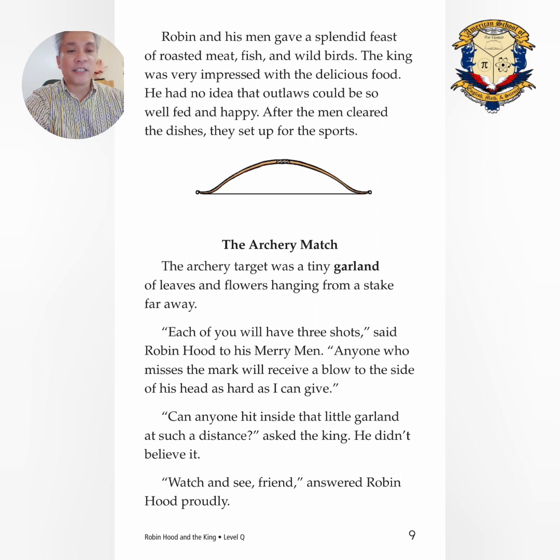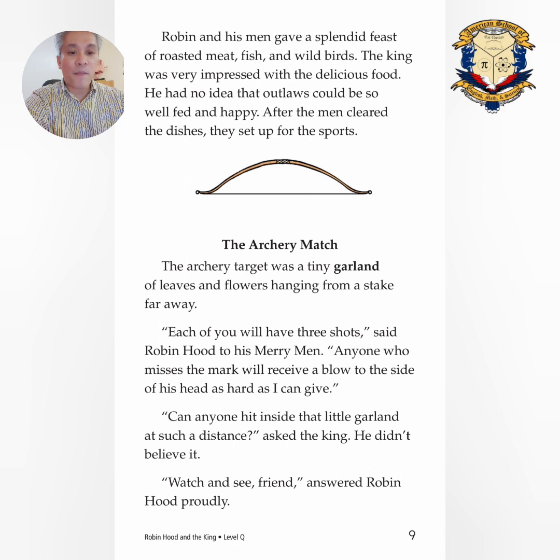After the men cleared the dishes, they set up for the sports. The archery match. The archery target was a tiny garland of leaves and flowers hanging from a stake far away. "Each of you will have 3 shots," said Robin Hood to his merry men.